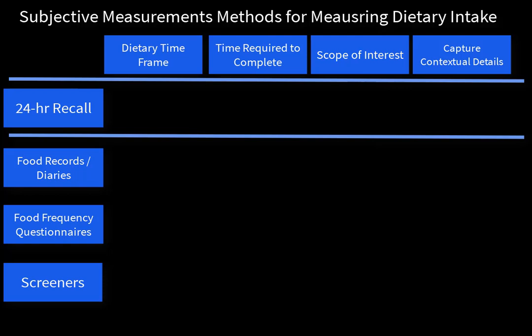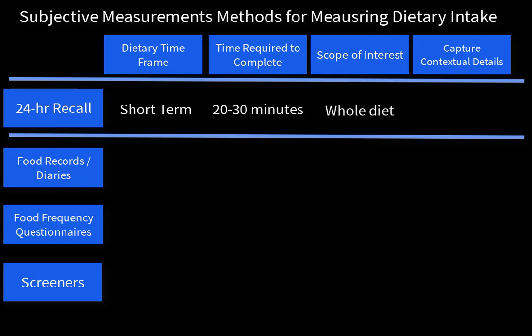We'll start with the 24-hour recall. It is a short time frame, and what I mean by that is it's going to collect information for a short amount of time, and that's one day. It will require about 20 to 30 minutes to complete one of these, and it will focus on a whole diet, not just one nutrient.